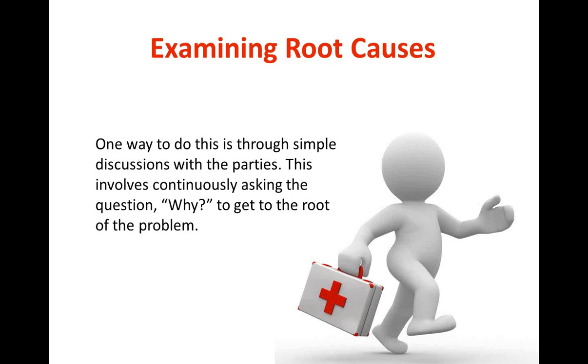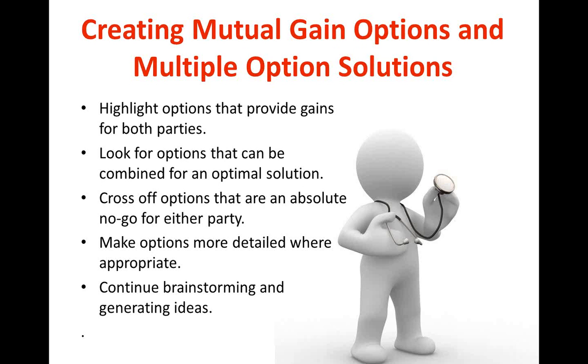So in identifying the root cause to any particular conflict or problem between 2 parties, we need to continually ask why to get to the root of the problem. And empirically it's been shown that if we ask why 5 times, it's very likely we'll get to that root cause. Sometimes it happens on 4 whys, sometimes on 6, but very rarely on 3 whys.